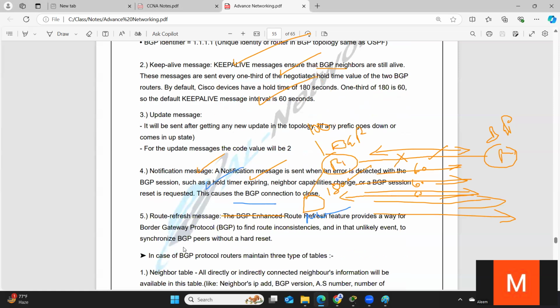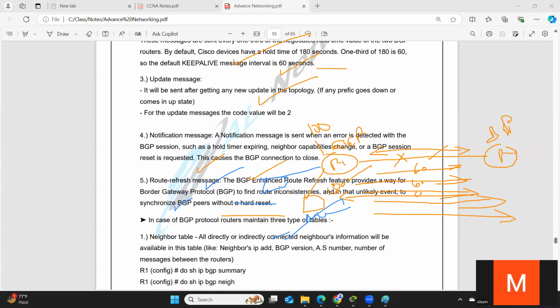And apart from that, we have the route refresh message. Whenever we add any prefixes, remove any prefixes, or anything happens, a hard reset is one option. If we don't do it, it takes some time. That is based on the route refresh message; they will send the update. If we don't do a hard reset, it's kind of an advanced topic. So this is all about the message types.